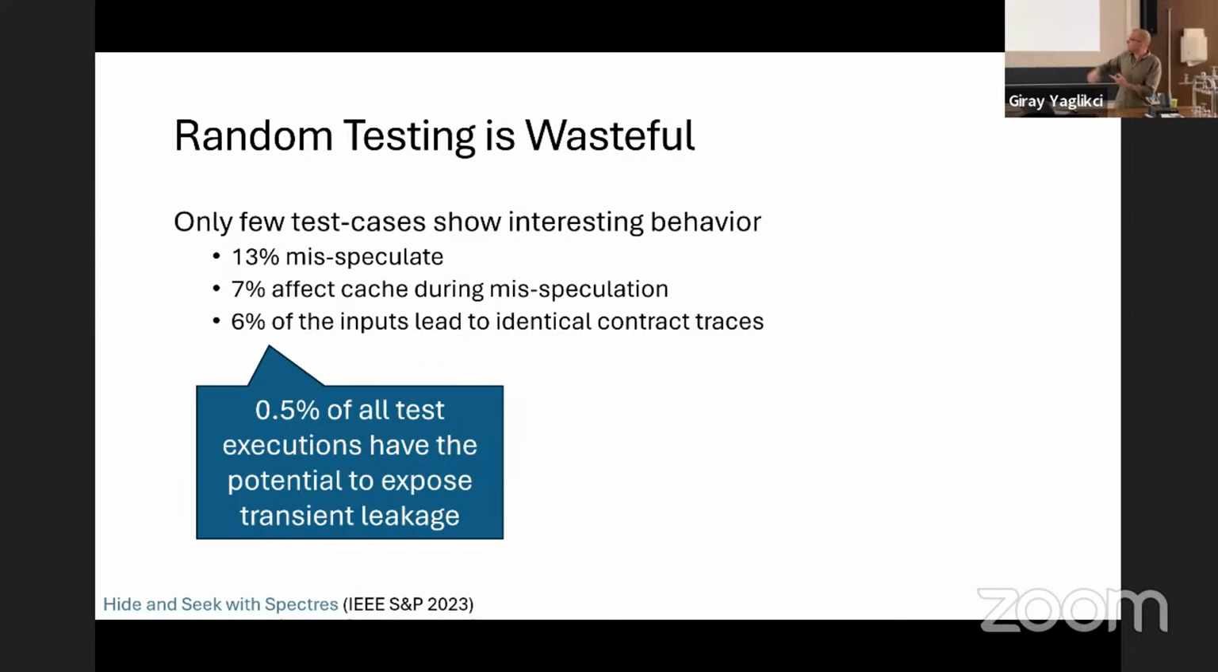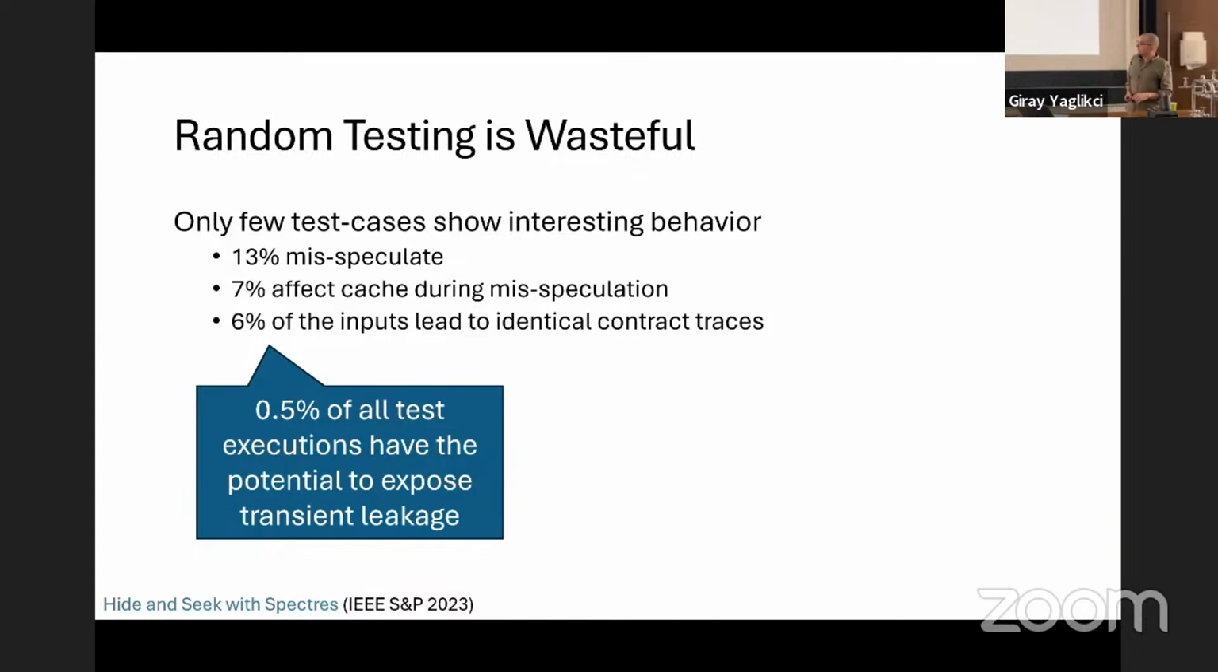One is increasing speed. First, only a very small fraction of the test cases that we're considering are actually interesting. Only 13% misspeculate, and only in those can we hope to see any transient execution leaks. Only 7% of those actually do memory accesses that would affect the cache. And because we're trying to generate inputs that match on the contract trace, only 6% of the inputs actually collide. So only 0.5% of the entirety of test cases are promising candidates to surface anything interesting.